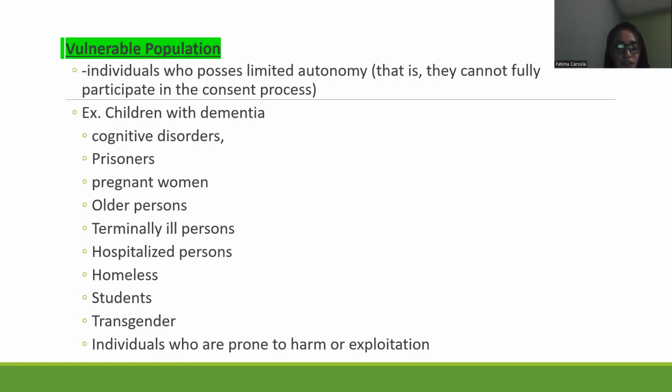So with respecting their integrity and minimizing their risk from participating in the research, you will be able to protect or respect those participants, or observe respect for persons in the conduct of research.